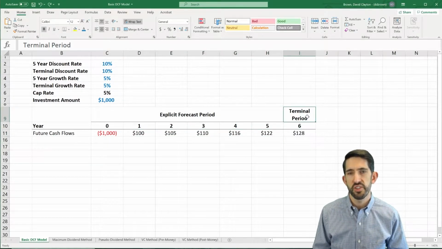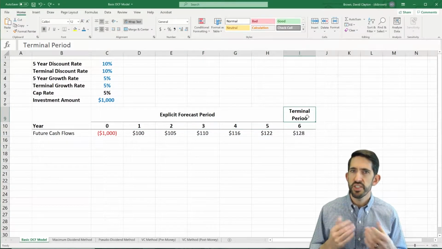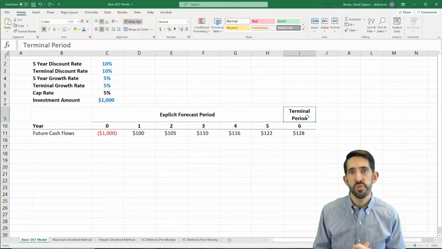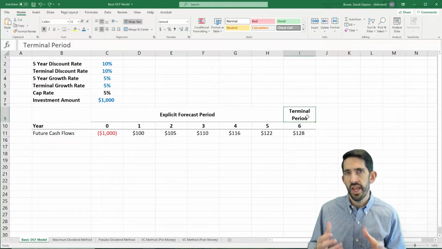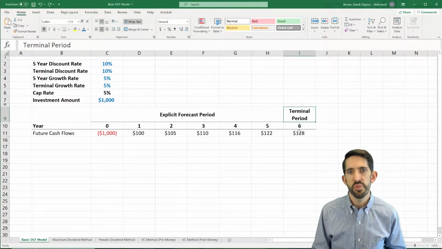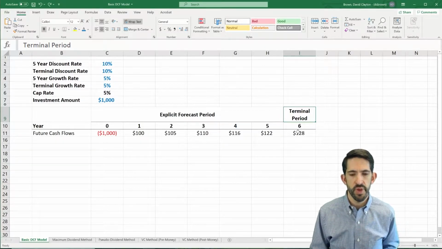Alternatively, once we get to the terminal period, that's when we're going to stop forecasting our model and assume that the company is in a steady state position where we can assume constant growth and a constant discount rate forever at that point. So let's see a little bit more detail of that before we get back to the model.